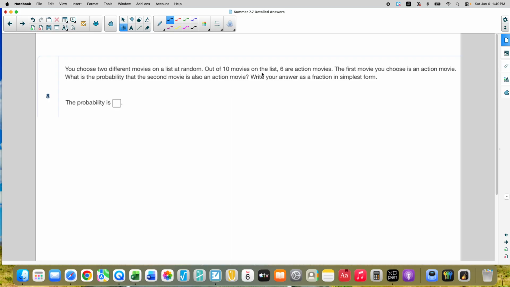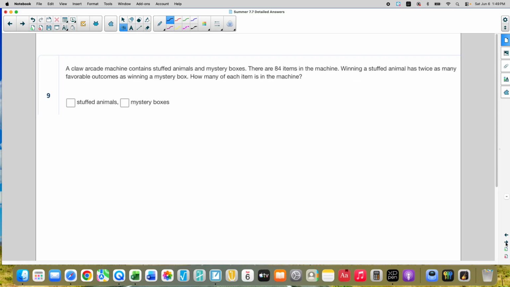Well, if we pick a movie, now we don't have 10 movies, now we have 9. And if the first one that we picked was an action, now we're left with 5 action movies out of 9 on the list. So my probability is 5/9 to pick one.